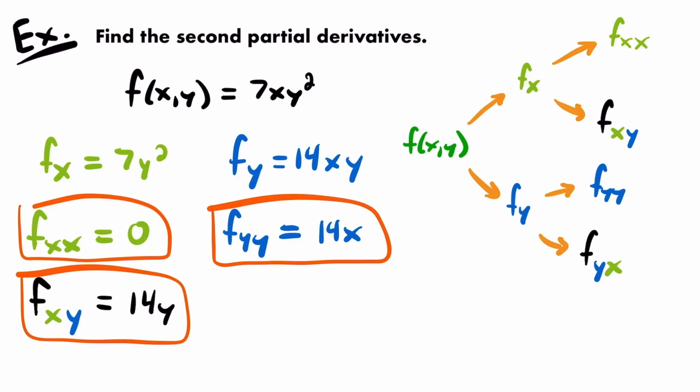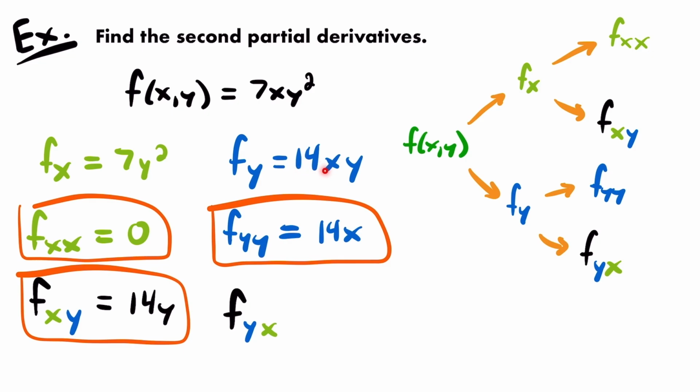And then finally, the last second partial derivative that we want to find is f sub yx, or in other words, the partial derivative with respect to x of fy. All right, so we're taking a derivative of this expression, but now with respect to x, not y. So we'll treat y as a constant, and x is now our variable.